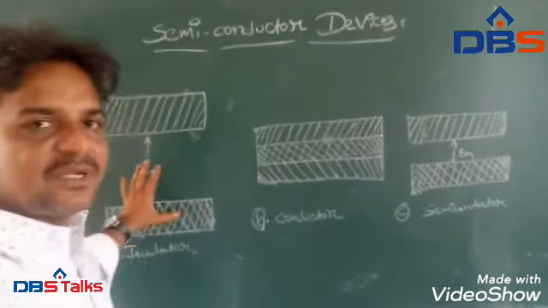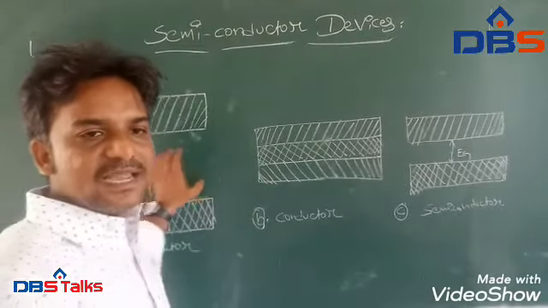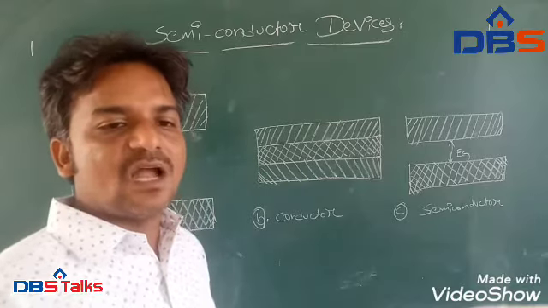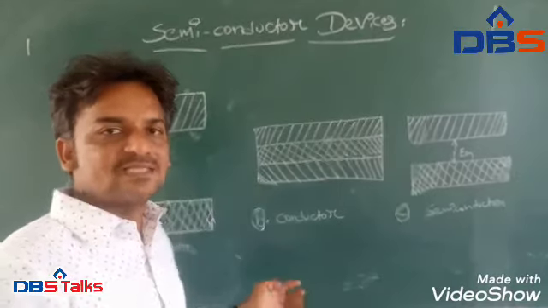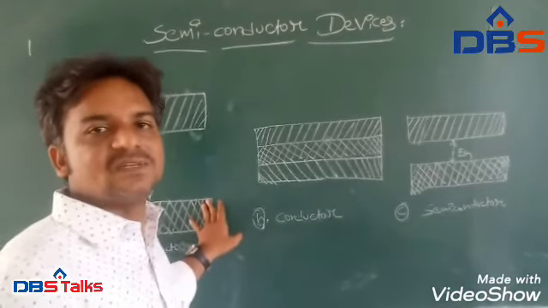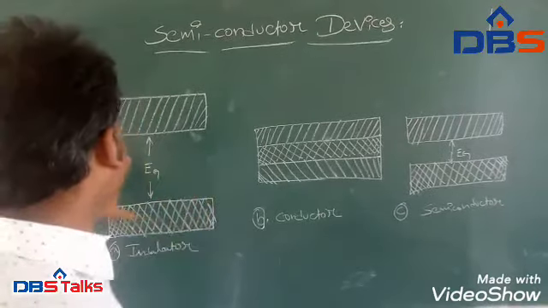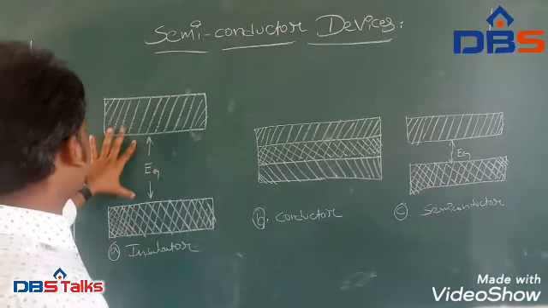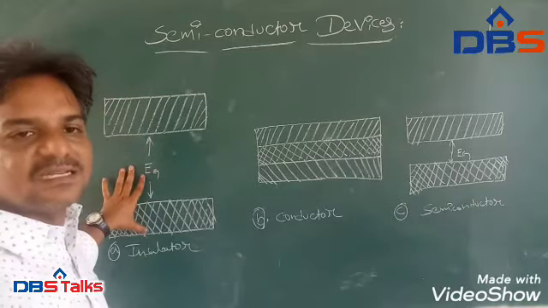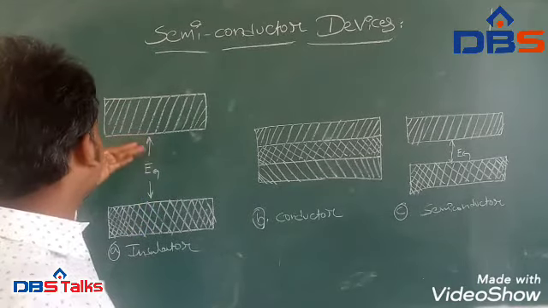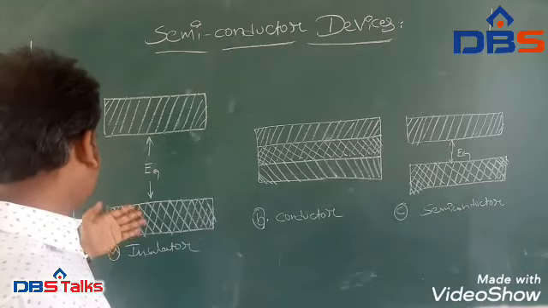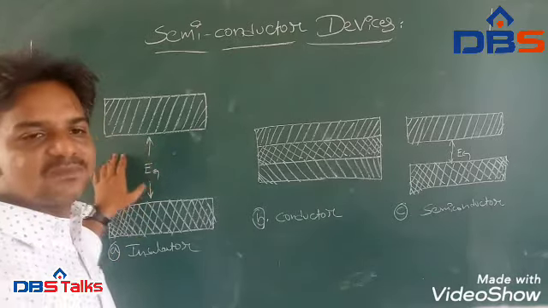Next, coming to the insulator. An insulator is an object or a material which does not allow current through it. Examples are rubber and wood. Those materials come under insulators. Here we have a large energy gap between the conduction band and the valence band. That means the electron does not pass between the bands because of the energy gap.